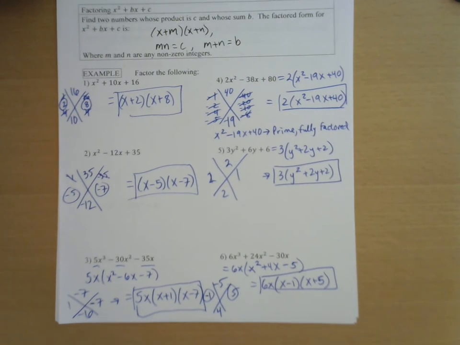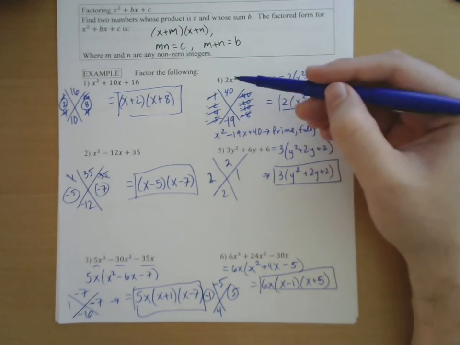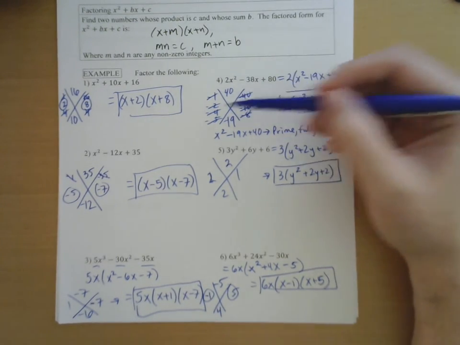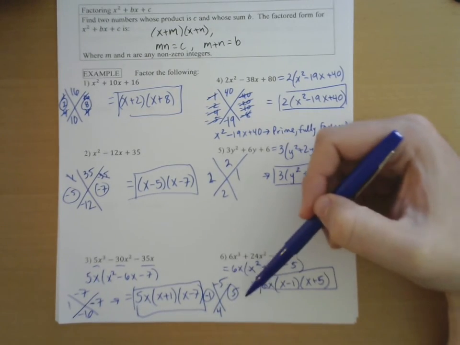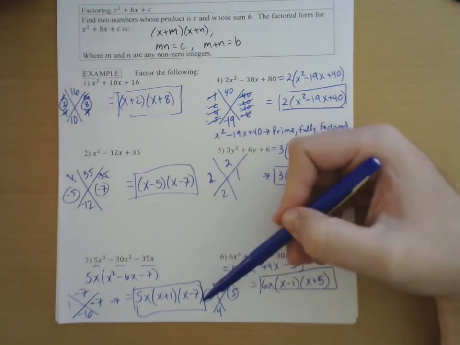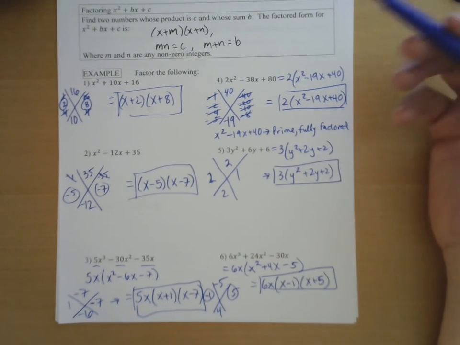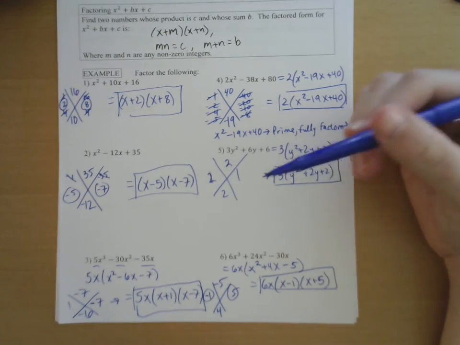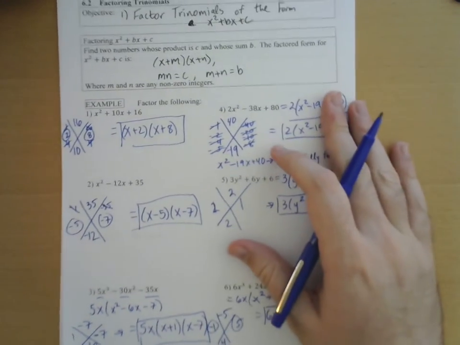If you have negatives, think about what both numbers are. If you're adding to a negative and multiplying to a positive, they both need to be negative, because you can't multiply to a positive if one is negative and one is positive. If you're multiplying to a negative, then you know one has to be negative and not both. So just little tricks that you'll start to pick up on as you do more problems. So keep an eye out on those as you work through the homework.